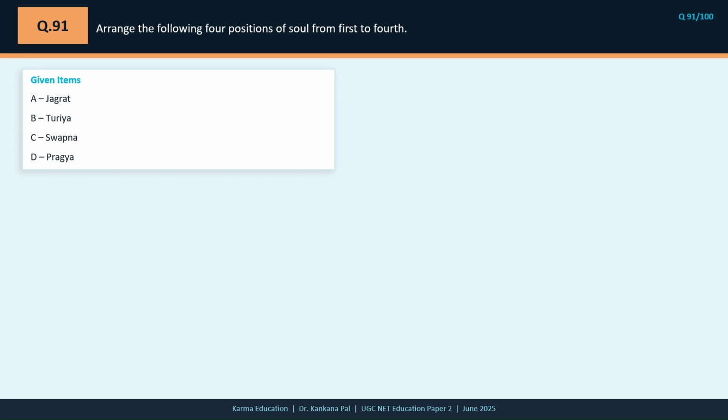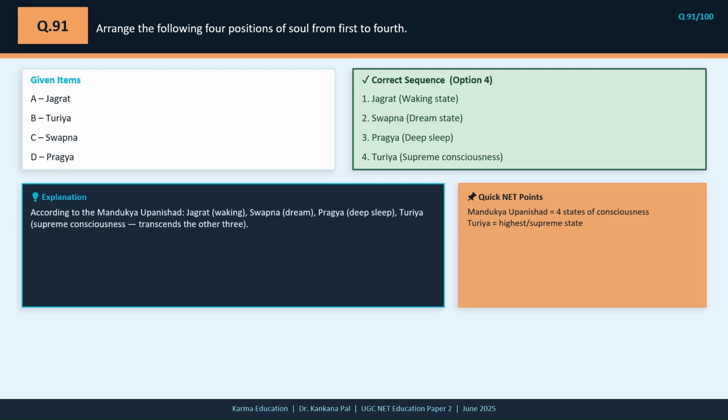Question number 91. Arrange the following four positions of soul from first to fourth. A. Jagrat. B. Turiya. C. Swapna. D. Pragya. The correct sequence is Jagrat, Swapna, Pragya, Turiya. Therefore, the correct answer is option 4.